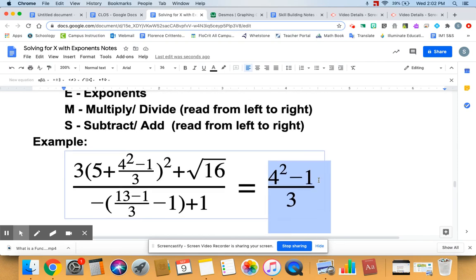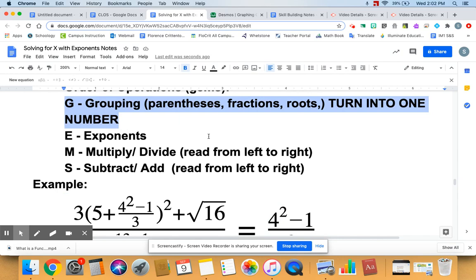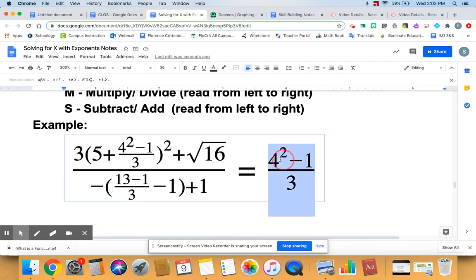To do that, I have to restart order of operations. Oh, look, the first thing's grouping. Is there a group within my group? Well, because the numerator is not one number, it needs to be grouped together first. The 3 is already grouped to one number.